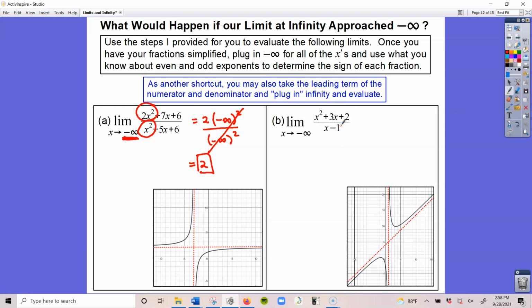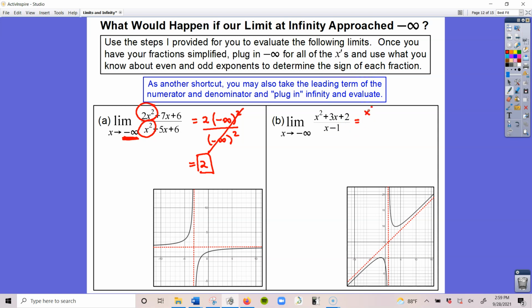Now let's look at this one. As you notice, the degree of the numerator is larger than the degree of the denominator. So we are not going to have a horizontal asymptote. So we need to evaluate which infinity this is going to be, whether it's positive or negative. Now, I'm going to do this a long way so you can see how that would work, and then I'm going to show you the shortcut that I mentioned earlier. So the highest degree of the denominator is x. So I'm going to divide everything in my function by x.